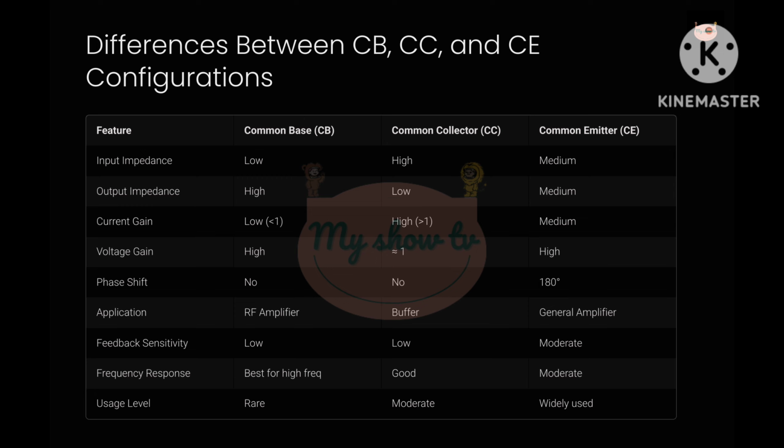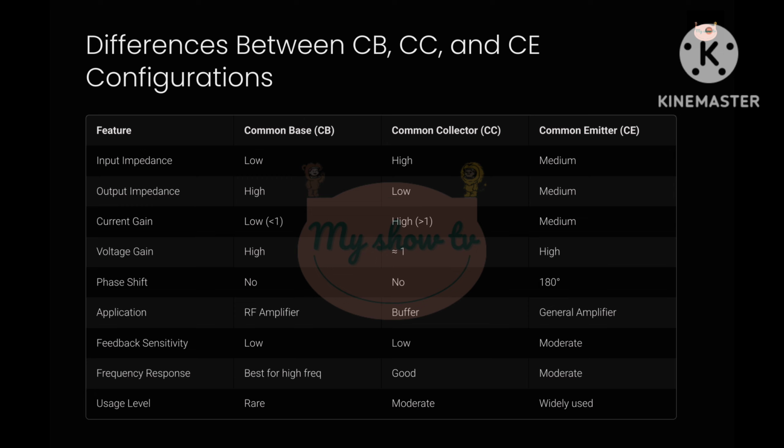7. Feedback sensitivity. CB is least sensitive to feedback. CE is moderately sensitive. CC also has low feedback issues. 8. Frequency response. CB is best for high frequencies. CE and CC have moderate response. 9. Usage level. CE is most used. CC is used for matching stages. CB is rare in practical systems.